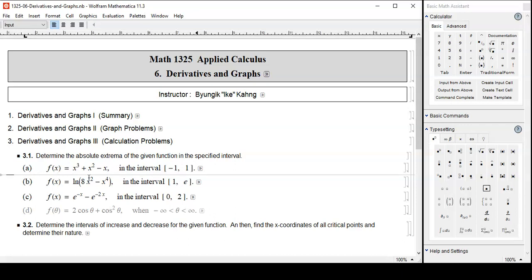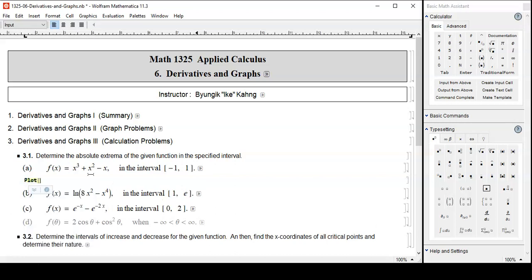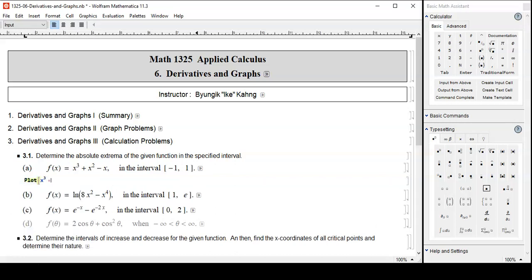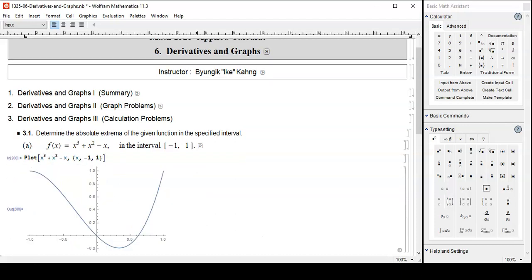We have algebraic expression of the function. So the very first thing you should do is to plot it. x cubed plus x squared minus x from -1 to +1. See, we have this graph. x equal to -1, we get this. x equal to +1, we get that. And somewhere here, looks like I'm going to get absolute minimum.